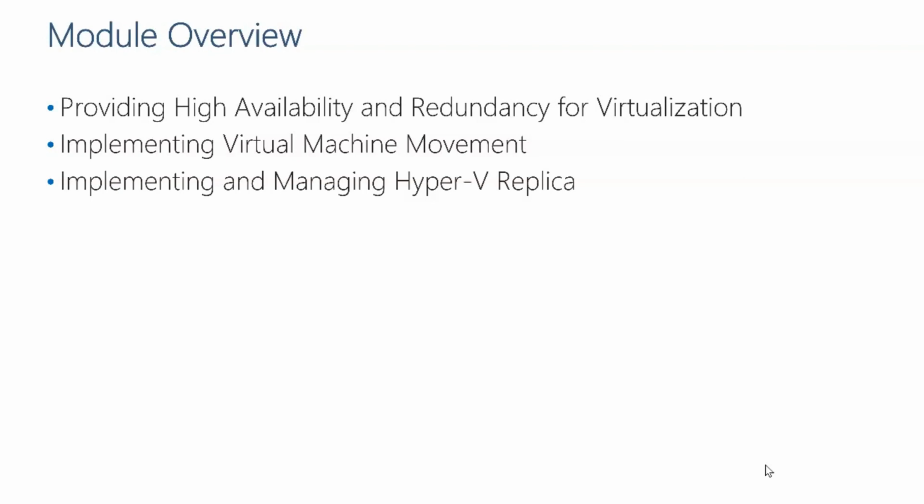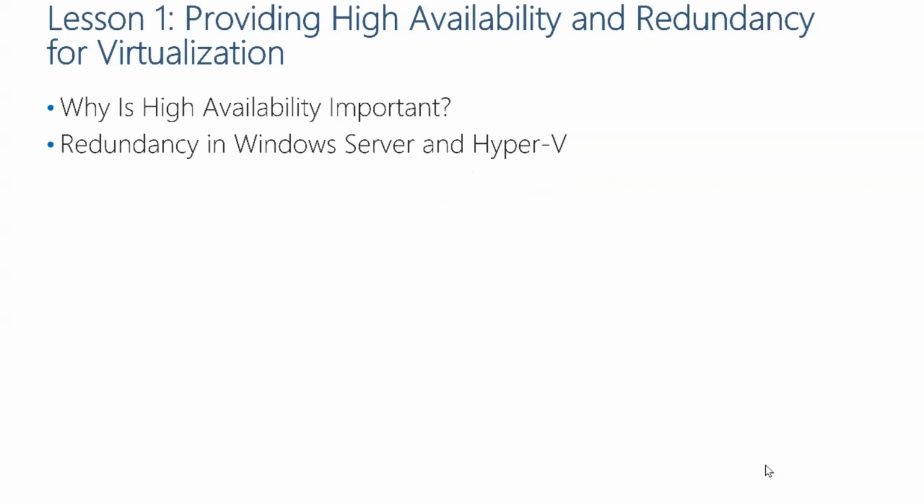So today's objective is to provide high availability and redundancy for virtualization, to implement virtual machine movement, and to implement and manage the Hyper-V replica. The replica is a little bit different, and that's something we didn't cover in VMware because it was not part of the course. So let's talk about high availability and redundancy.